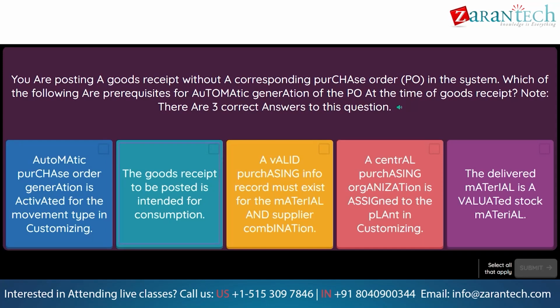Option 2: the goods receipt to be posted is intended for consumption. Option 3: a valid purchasing info record must exist for the material and supplier combination. Option 4: a central purchasing organization is assigned to the plant in customizing. Option 5: the delivered material is evaluated stock material.